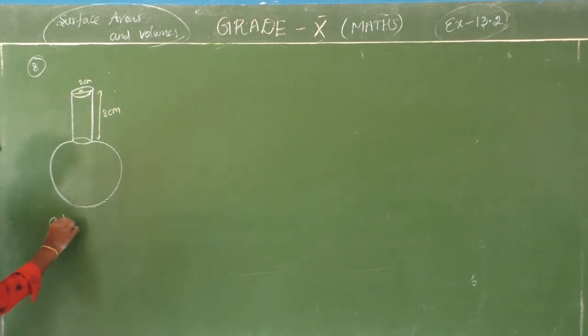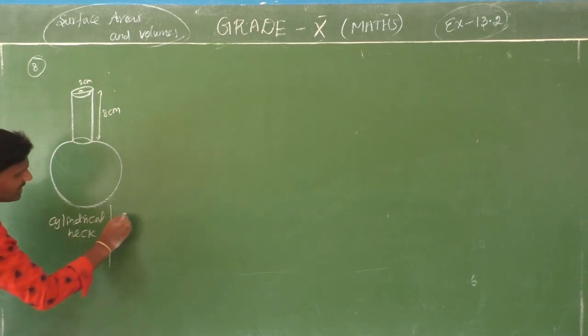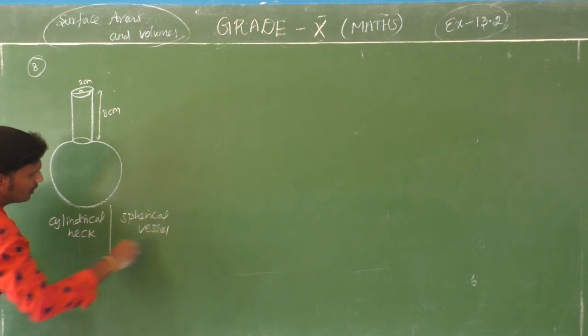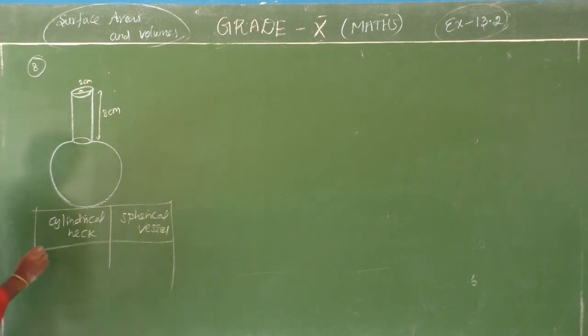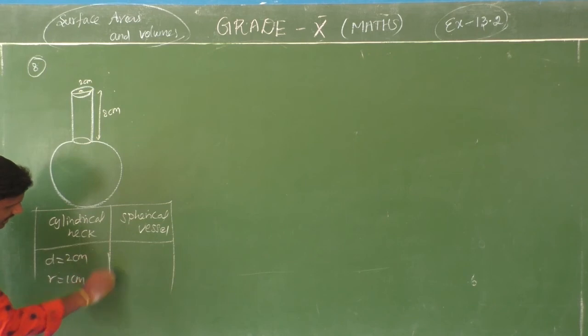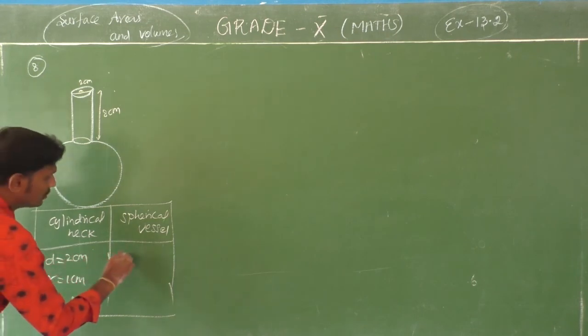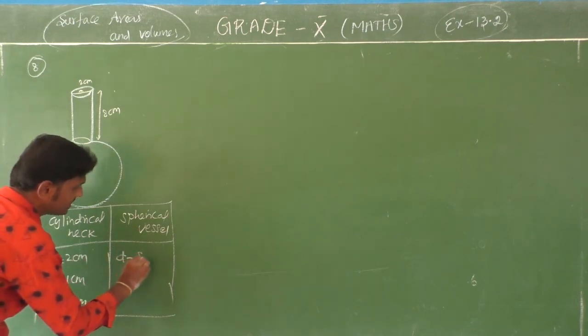Okay, so the cylindrical neck and the spherical vessel. For the cylindrical neck, the diameter is 2 cm and the radius is 1 cm only. The height of the cylindrical neck is 8 cm. Then the spherical vessel has a diameter d equal to 8.5 cm.